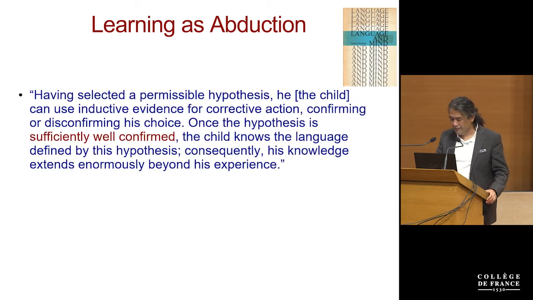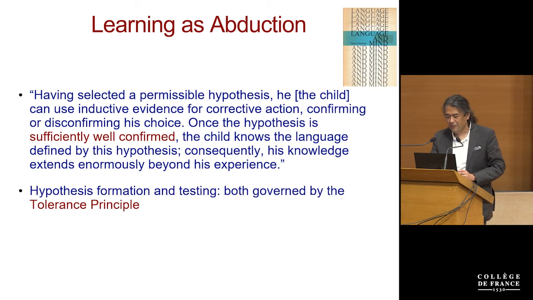So here's a quote from Chomsky, right? Having selected a permissible hypothesis, the child can use inductive evidence for corrective action, confirming and disconfirming his choice. Once the hypothesis is sufficiently well confirmed, the child knows the language defined by this hypothesis. Consequently, his knowledge extends enormously beyond his experience. So this is a generalization problem. Well, what I give is no more than a theory of what is sufficiently well confirmed. That is, we're going to run hypothesis formation and testing using the same principle among the vocabulary that children appear to be getting at a fairly early stage of language acquisition, which is, again, a small number of items, fairly high in frequency.